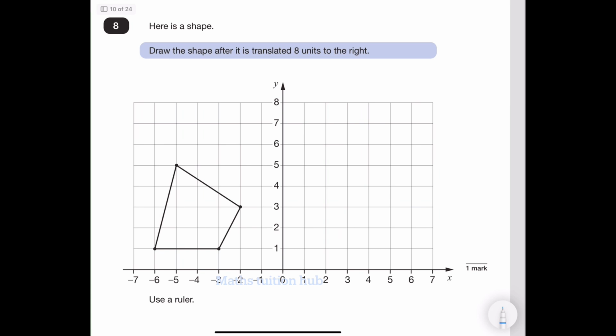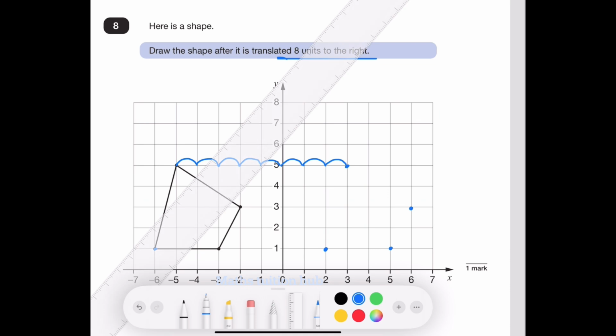Here is the shape. Draw the shape after it is translated 8 units to the right. So pick one of the vertices from the shape and go 8 units to the right. Count 8 squares on the grid, and that's 8. We have the first point there, and we can do the same thing for all the vertices of the shape and find the new vertices, and join these vertices using a ruler.